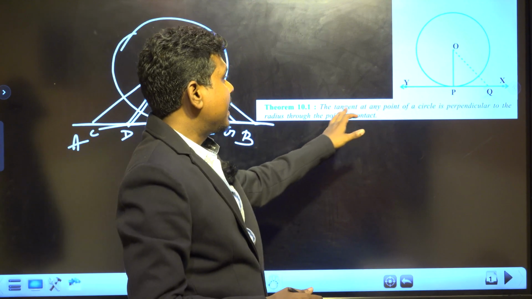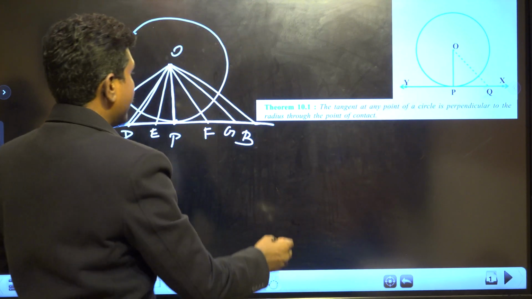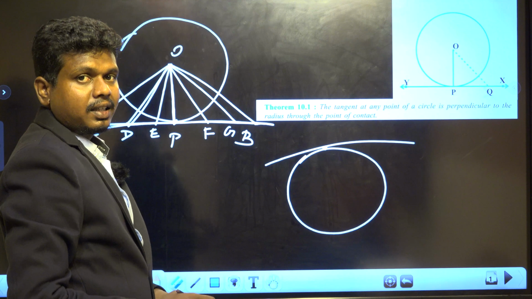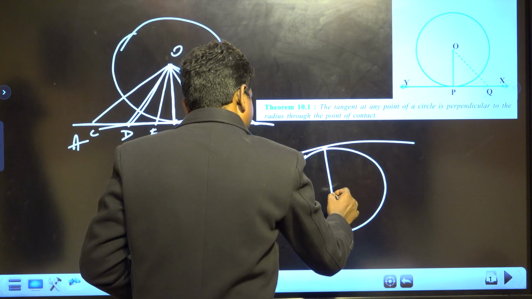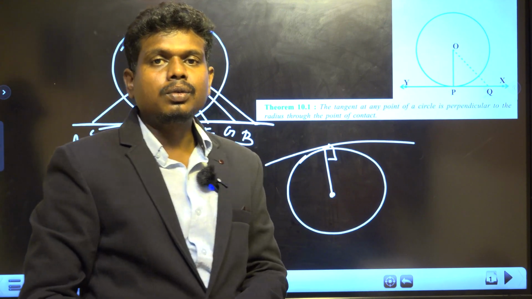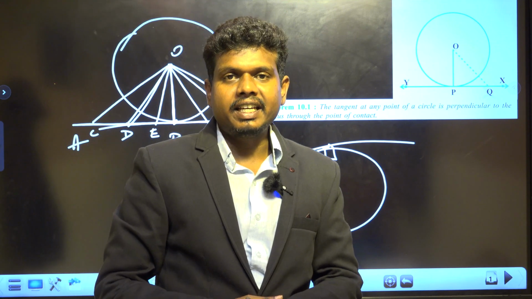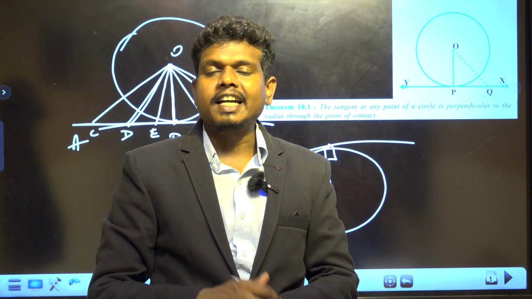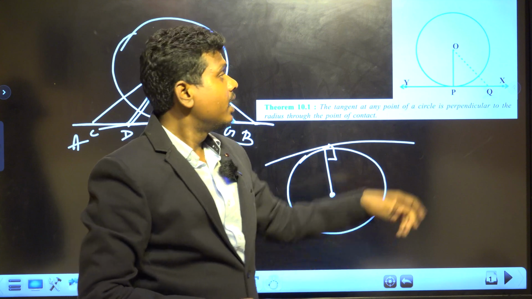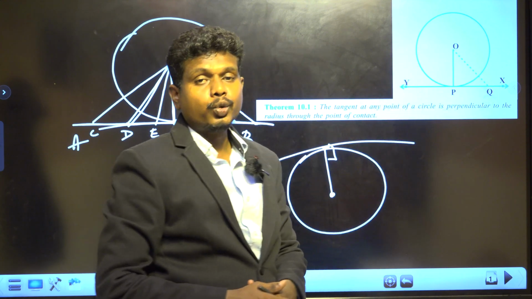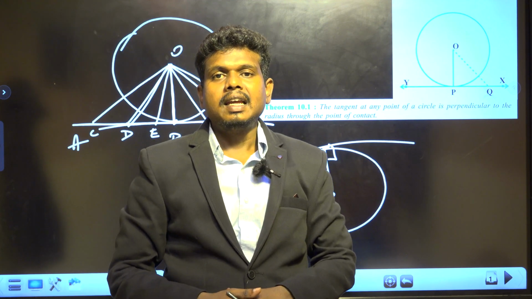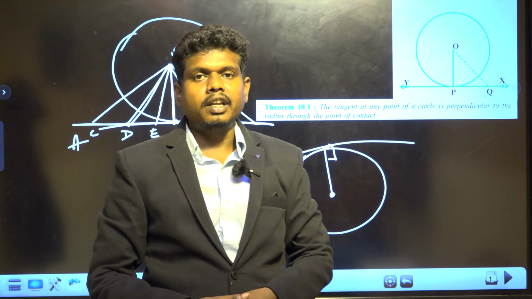Okay? Tangent at any point of the circle. It may be any point. This tangent can be at any point of the circle, but it will be perpendicular to the radius at the point of contact. So, in other words, I can say the radius is perpendicular to the tangent at the point of contact. Here, OP is the radius of the circle. With this information, let us try to solve exercise 10.1.